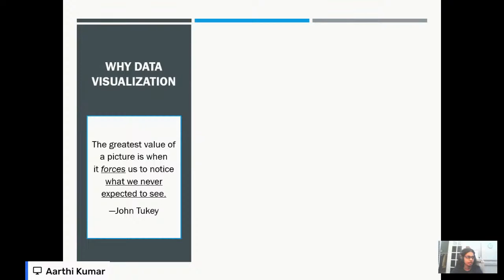Why data visualization? I like this quote from John Tukey: the greatest value of a picture is when it forces us to notice what we never expected to see. Here, the emphasis is on forces us to notice and what we never expected to see, right? So data visualization has two purposes. One is to confirm our beliefs using data. So we have some assumptions or hypotheses, and we want to confirm them using data. Or it can surprise us by showing counterintuitive facts.